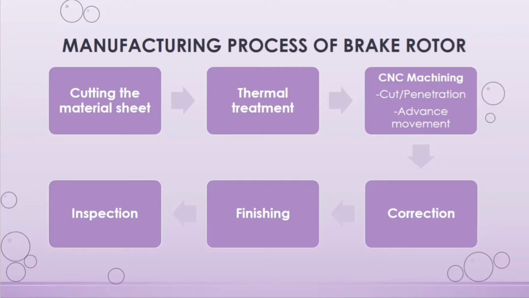So, for the manufacturing process of the brake rotor, the process begins with the steel sheet, which is iron plus carbon, cut using laser cutting or a cast mold that has been designed previously. The design is expressed according to the customer's needs. The purpose of thermal treatment is to adjust the properties of the final result of the product.